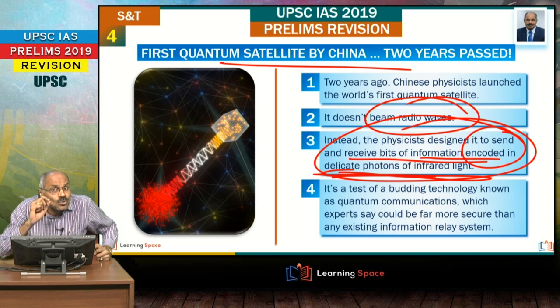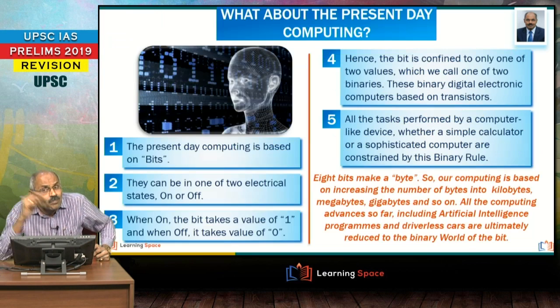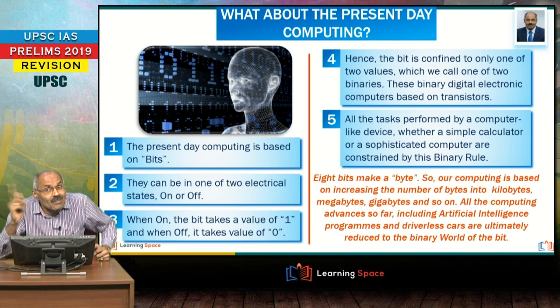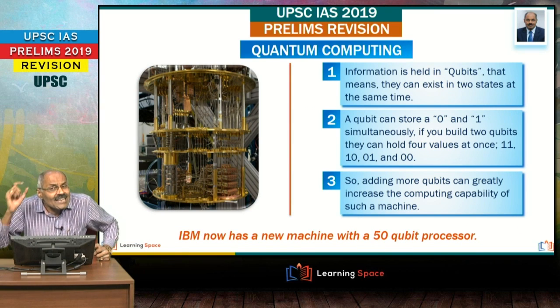And by the by, one should have clarity on the differentiation between classical computing and quantum computing. At present, computers are based on classical computing. Classical computing is based on bits, either 0 or 1, or you can say on or off. It cannot simultaneously take 0 and 1. And when you look at quantum computing, it can simultaneously take 0 and 1.